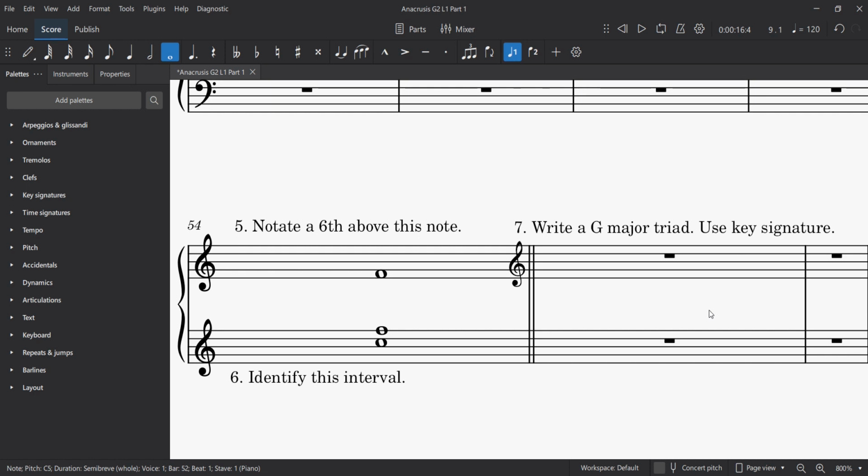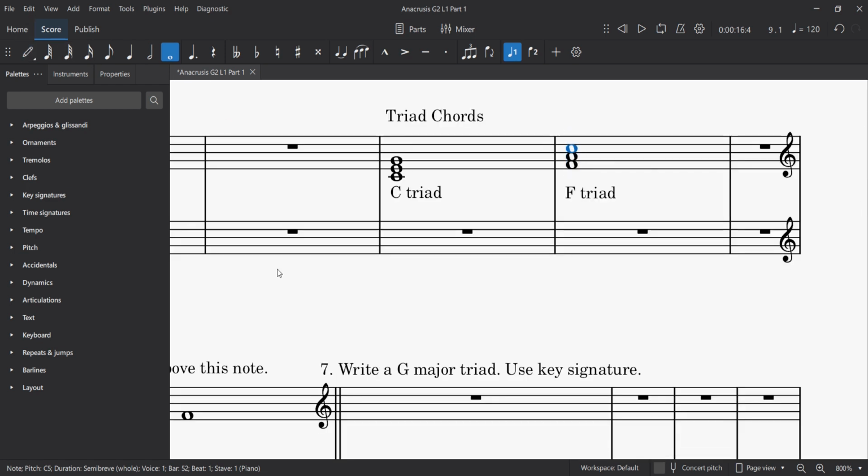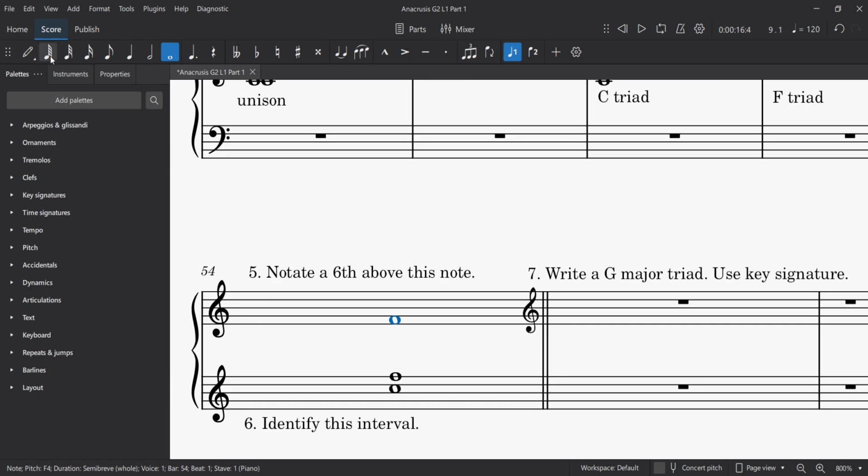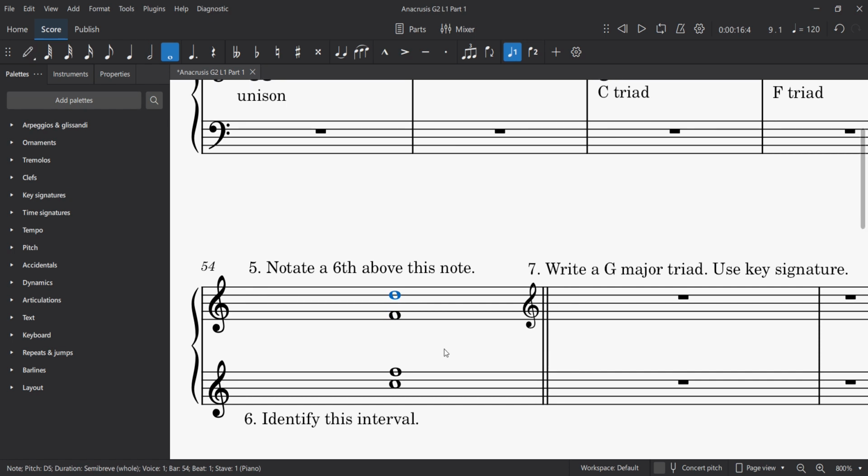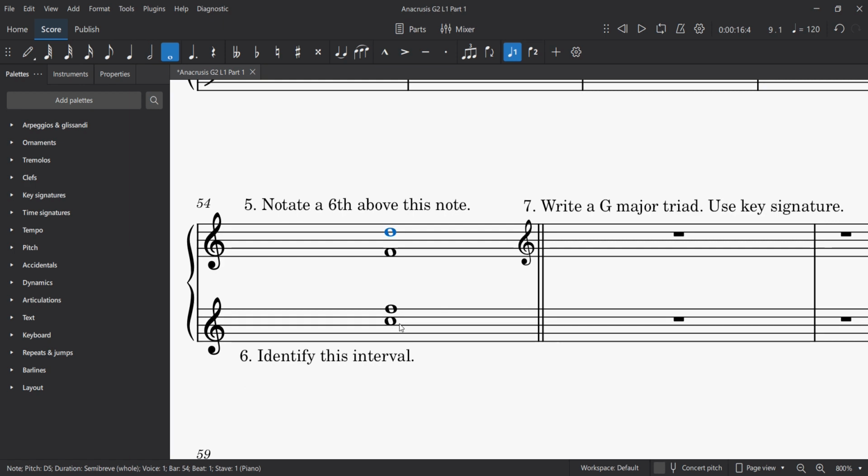Great! Let's check your answers and let's shift gears into some duration work. Now, a sixth above this note, this is F. So we will go F, G, A, B flat, C, and D. Therefore, that is the sixth. Now, for this interval, let's have a go as well. Let's shift this note up to see how many steps there are in between. 1, 2, 3, and 4. Therefore, it is a fourth.